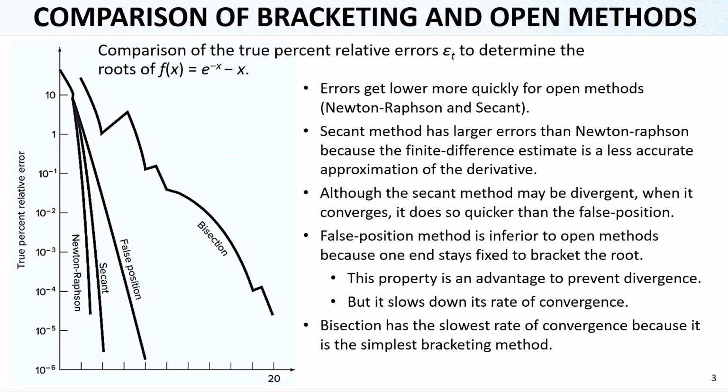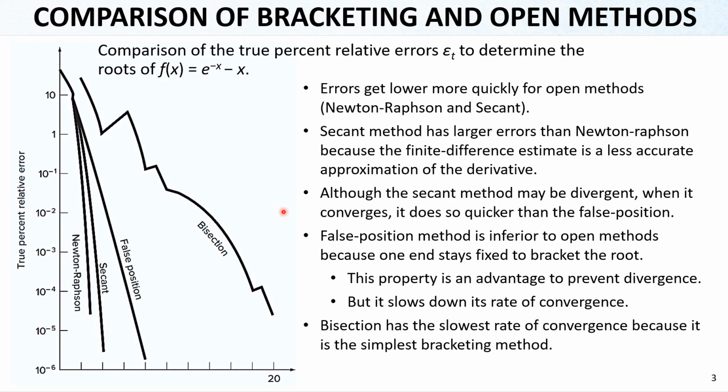In this slide, we will compare all the bracketing and open methods that we learned so far. If you remember, for the bracketing methods, we learned bisection and false position. For the open methods, we learned secant and Newton-Raphson. Of course, there is fixed point iteration as well, but that's the simplest version and that can have large errors. So we just want to compare only the Newton-Raphson and secant.